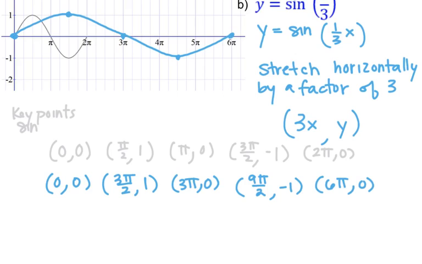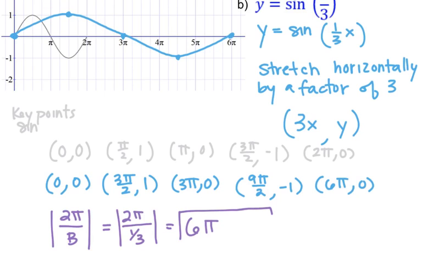In fact, what is the new period? Remember, the period is 2 pi divided by that b value. So 2 pi divided by 1/3 gives me 6 pi. 6 pi is my new period. All right, so one more value to consider. We have looked at A, D, and B. Now we're going to look at C and how C can change, especially in conjunction with having a B value in there.